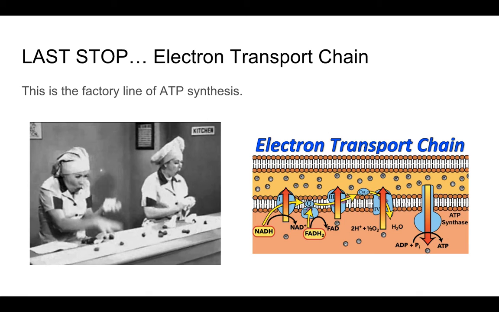So our ladle, or our NAD+, is taking all those hydrogens and turning it into NADH and taking it onto the electron transport chain. And this is our last stop, and it's a factory line of ATP synthase and synthesis, and it really is. It's just like a factory line, just outputting a lot of ATP all at once.